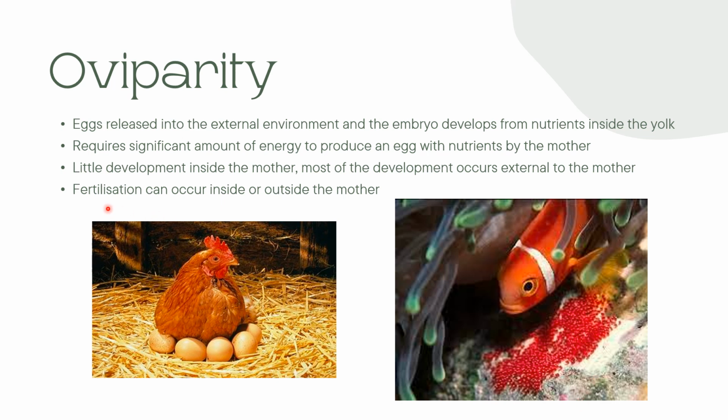And fertilization, however, can occur inside the mother, or it can occur outside the mother. So in the case of chickens, the egg and the sperm fuse together inside the mother. The mother then lays the fertilized egg, which develops into offspring. Or in some fish, the mother will lay eggs and the father will secrete the sperm onto the eggs, which then fertilizes the eggs externally and then develops into offspring.